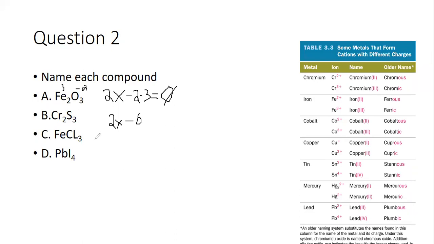Same thing for C, right? I have 1x, so I have 1 iron, minus 1. That 1 is coming from the charge of chlorine. Chlorine's always -1. I have 3 of those. When I add a metal and a nonmetal together, they must equal 0. So this math is x minus 3 equals 0. So what's x? x must be +3. That's all I'm doing in A, B, C, and D.